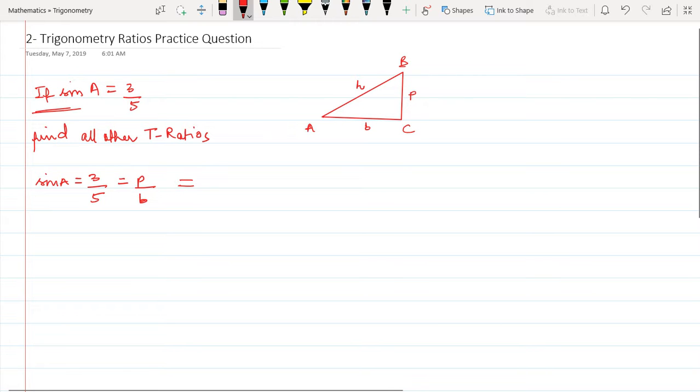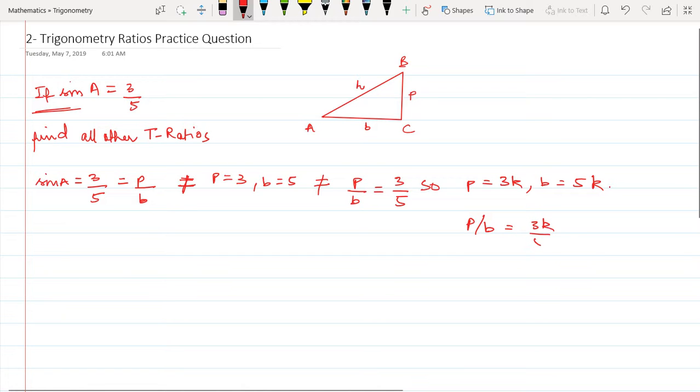But you should always remember that we are talking about ratios. This does not mean that perpendicular is 3 and base is equal to 5. It does not mean that. What it means is perpendicular upon base is equal to 3 upon 5. So I can take perpendicular as 3k and base as 5k, so that when you divide perpendicular upon base, it becomes 3k upon 5k, that is equal to 3 upon 5, right? It does not mean that perpendicular is equal to 3 and base is equal to 5.